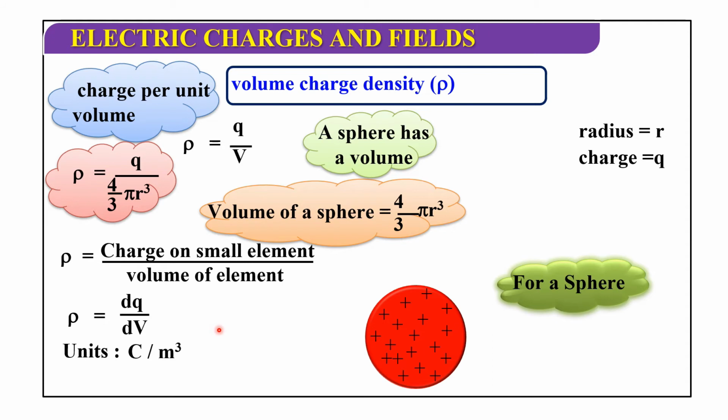Now let us discuss units. Coulomb by meter cube, and its dimensions are L power minus 3, M0, I1 and T1. So this is about the volume charge density. Rho is equal to q by 4 by 3 pi r cube, units coulomb by meter cube, and dimensions L minus 3, M0, I1 and T1. Okay.